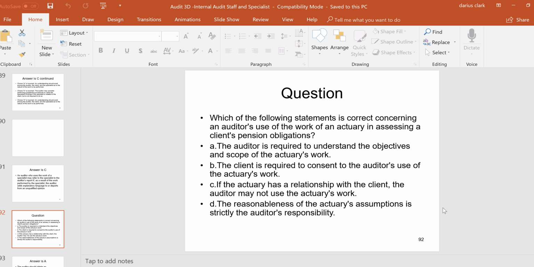We need to be independent of the client. We can't be asking them to share our judgment as to what procedures are required. And then see if the actuary has a relationship with the client. That means the specialist has a relationship with the client. The auditor may not use the work. No, they could still use the work, but it might impact credibility.